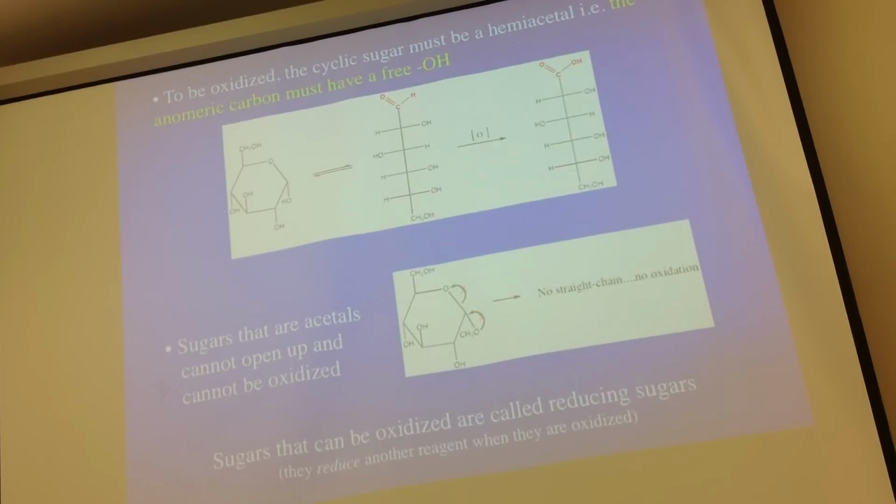A sugar that gets oxidized is called a reducing sugar, because if it is oxidized, it is reducing something else, right? I don't know why they didn't call it an oxidizable sugar. That would have made better sense, but it is called a reducing sugar. Okay?